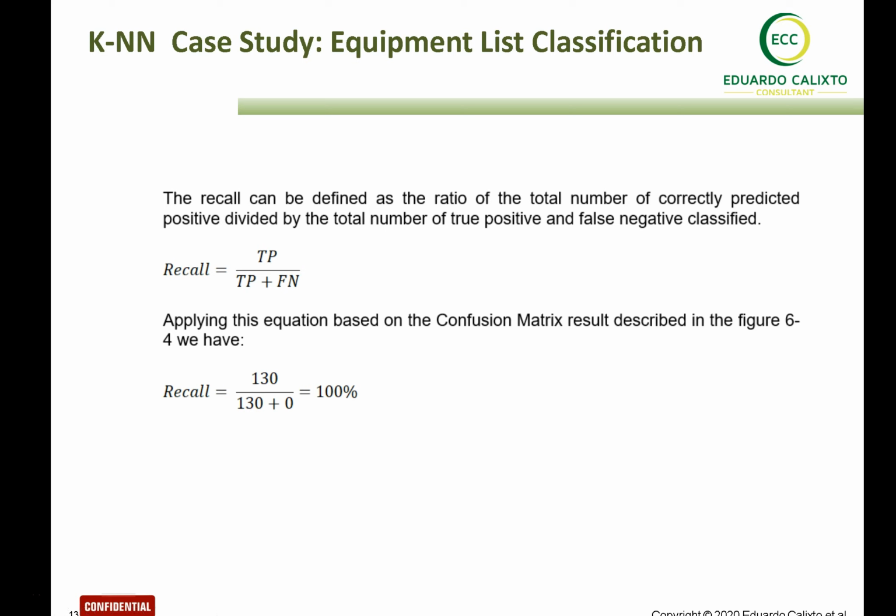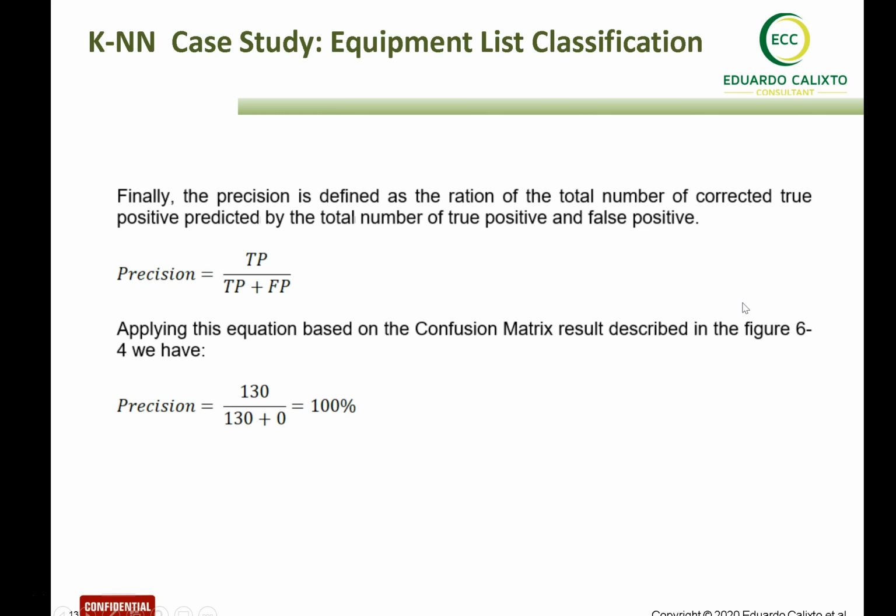However, I have other indexes that I can use, such as recall. Recall is calculated as the ratio of total positive divided by total positive plus false negative. In this case, as I have no false negatives, I have 100% recall. And the other index is precision. That's total positive, represented by this equation.